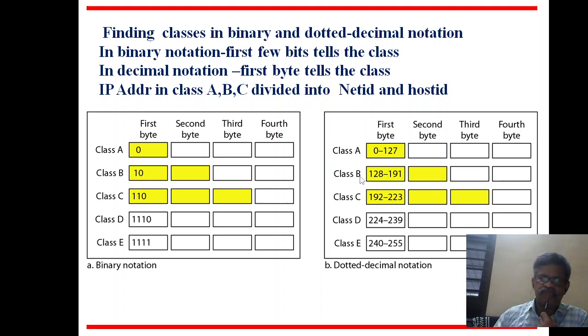Between 128 and 191, it is class B. And 192 to 223, it is class C. 224 to 239, class D. 240 to 255, class E. These numbers are obtained from these starting bits, which are fixed based on the class. The first few bits tell the class. In decimal notation, the first byte tells the class.